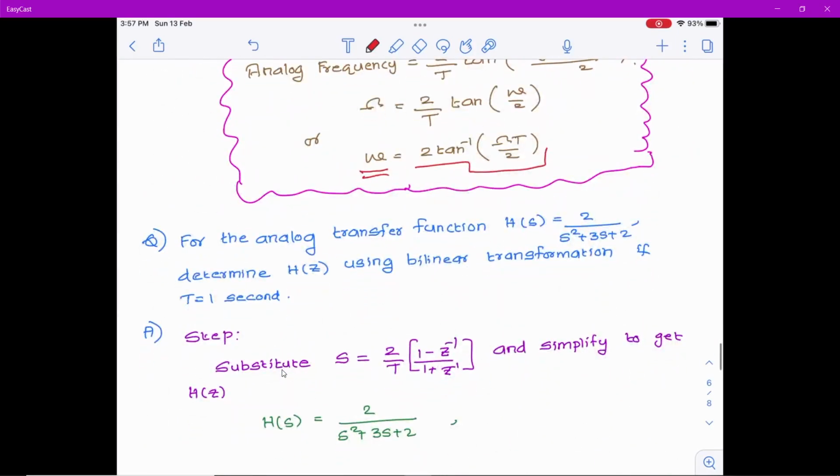Now, the exercises are simple. For example, the same question as that of the previous one. You want to find the digital transfer function using bilinear transformation corresponding to the analog transfer function H of s is 2 by s square plus 3s plus 2, for T equal to 1 second. Now there is only one step. Wherever you see s in the analog transfer function, you substitute it with s equal to 2 by T, (1 minus z raised to minus 1) by (1 plus z raised to minus 1).